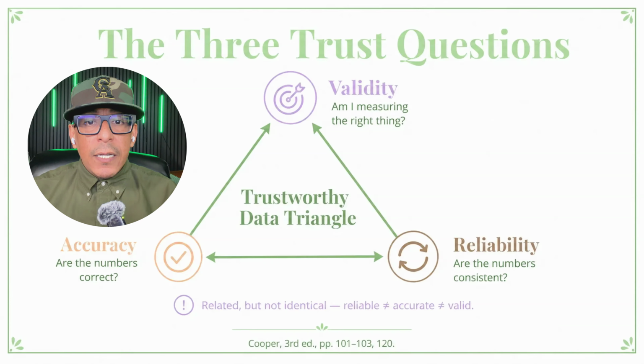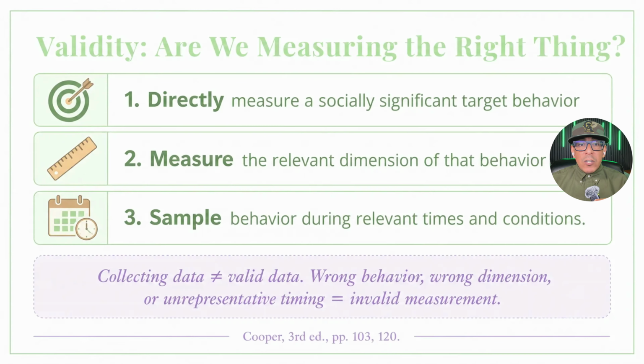The big warning is that these terms are related, but they are not identical. The measurement system can be reliable but inaccurate, and accurate measurement of the wrong behavior or wrong dimension can still produce invalid data. Valid measurement in ABA has three important elements.